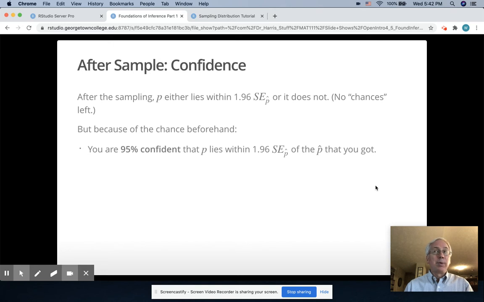So again, before the sample was drawn, there was a 95% probability that for any given p hat, p would be within 1.96 standard errors of p hat. But after the sample's drawn, and we've calculated p hat, p is either within 1.96 standard errors or not. There's no probability anymore, but we're 95% confident the method that we're using will contain p. The interval we construct will contain p. So it's a method that works 95% of the time.